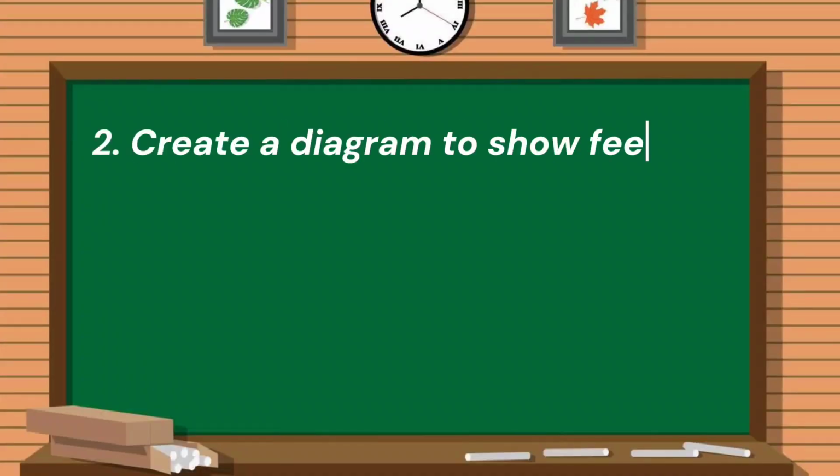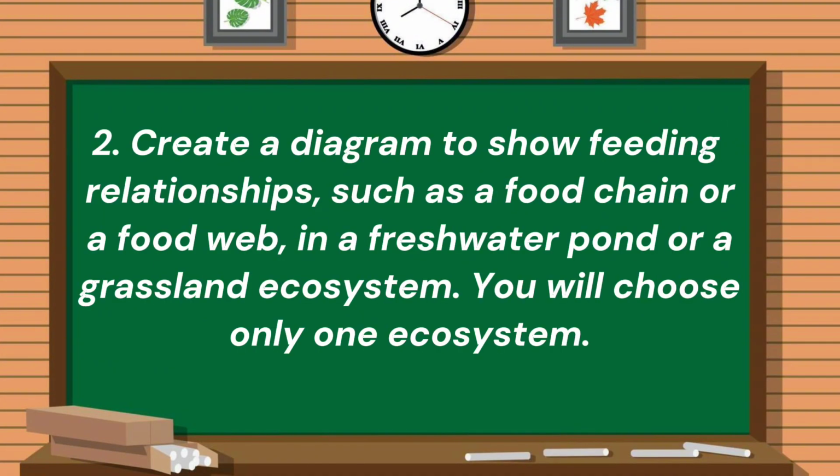After that, create a diagram to show feeding relationships, such as a food chain or food web, in a freshwater pond or a grassland ecosystem. You will choose only one ecosystem. This activity will help you see how organisms are connected and how they depend on each other for survival.